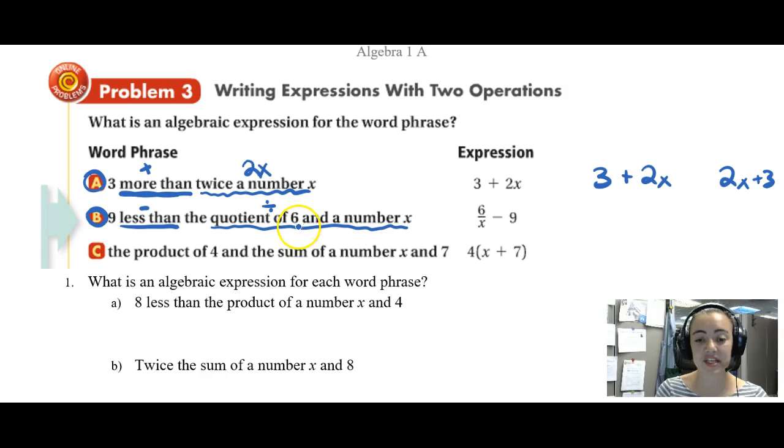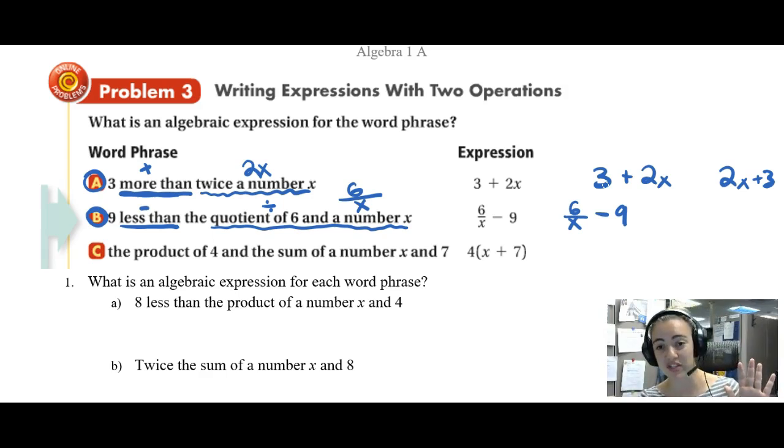So, quotient of 6 and a number x. It always goes first things first. So 6 and a number x, so 6 divided by x. We're going to start with our 6 divided by x, and it's 9 less than that. We don't start with 9 and then subtract that quotient of 6 and a number, because it says it's less than what? So you have to start with a what first.